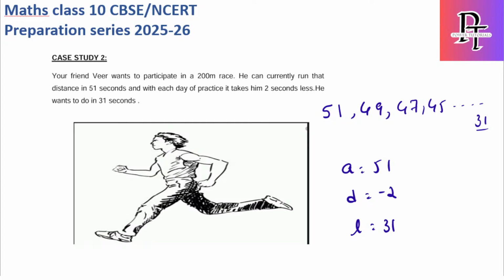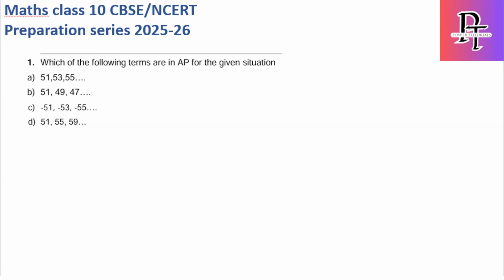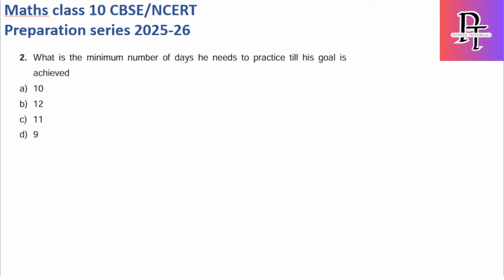Okay, so now let's see what they are asking. First, which of the following terms? So I already have 51, 49, 47, and so on. This I ticked. Second, what is the minimum number of days he needs to practice till his goal is reached? So simply again the Tn formula. Here the Tn is 31, so we need to find the n value.